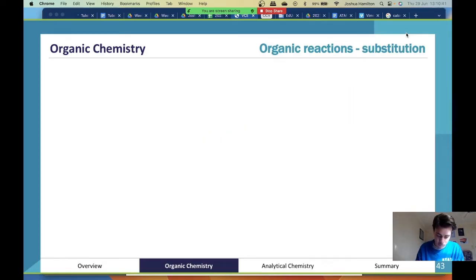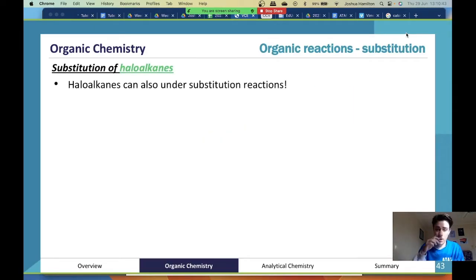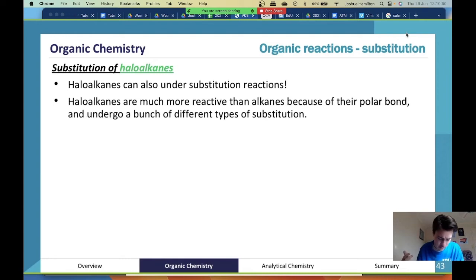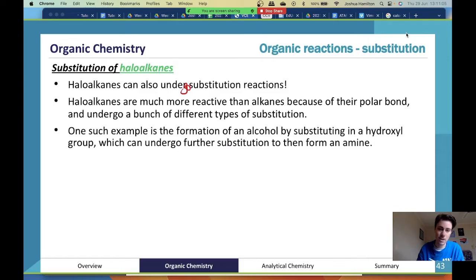So moving through: substitution of haloalkanes. It's going to go under substitution reactions. Haloalkanes are much more reactive than alkanes. I think it's going to say can also undergo. I do apologize, I think that was my poor typing. Because of the polar bond, haloalkanes undergo a bunch of different types of substitutions. One such example is the formation of an alcohol by substituting in a hydroxyl group, which can undergo further substitution to form an amine.